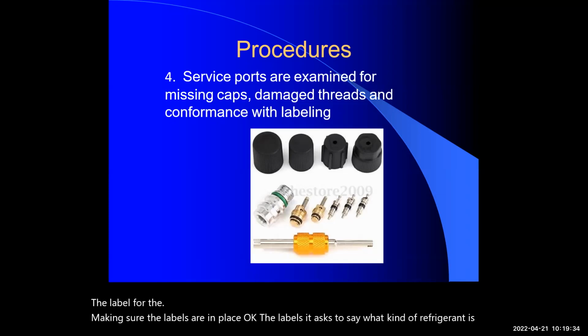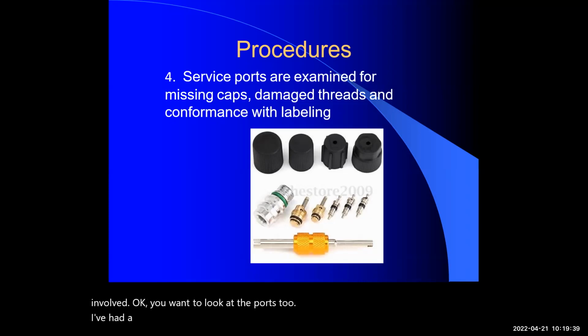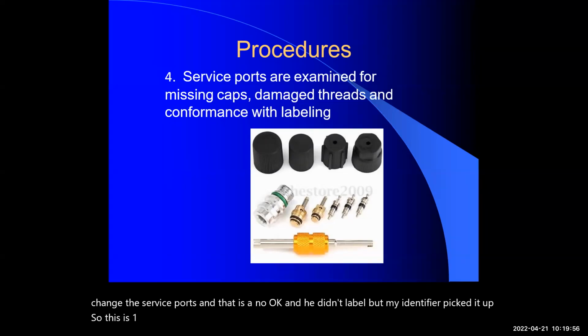Okay. You want to look at the ports too. I've had a few retrofit vehicles that went from R12 to 134A, where the service technician didn't change the service ports, and that is a no-no. Okay, and he didn't label it, but my identifier picked it up. So this is one of those important things when it comes to identifying the refrigerant too.